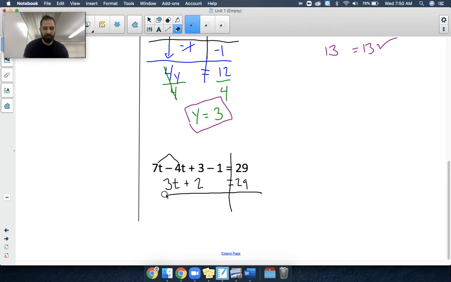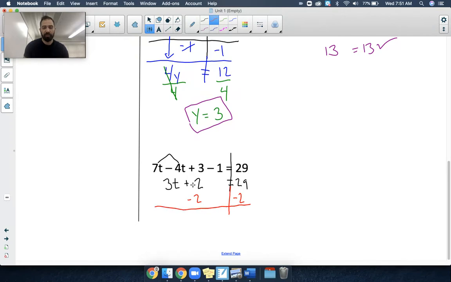Do a little erasing here. I'll erase this line here. All right. Now, let's solve this. Let's get rid of the 2 by subtracting 2. I'm adding 2, so I want to subtract 2 to both sides. I'm left with 3t, those cancel, equals 27. Well, to get rid of the 3, I have to divide by 3 to both sides, and I'm left with, those cancel, t equals 27 divided by 3, which is 9.